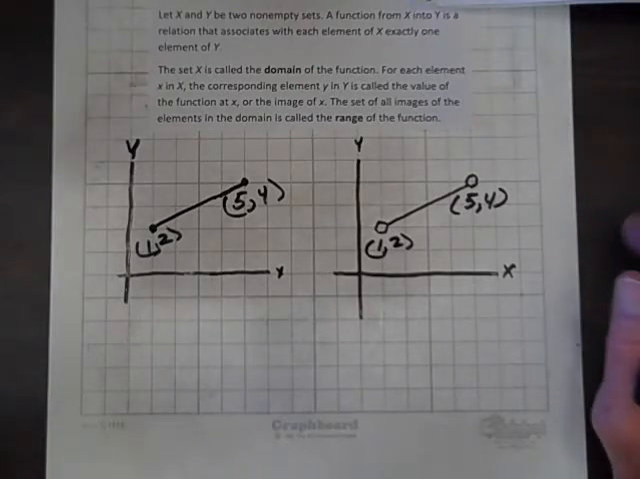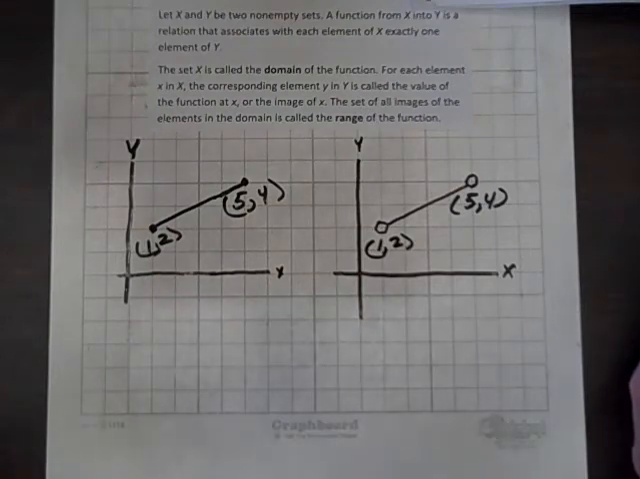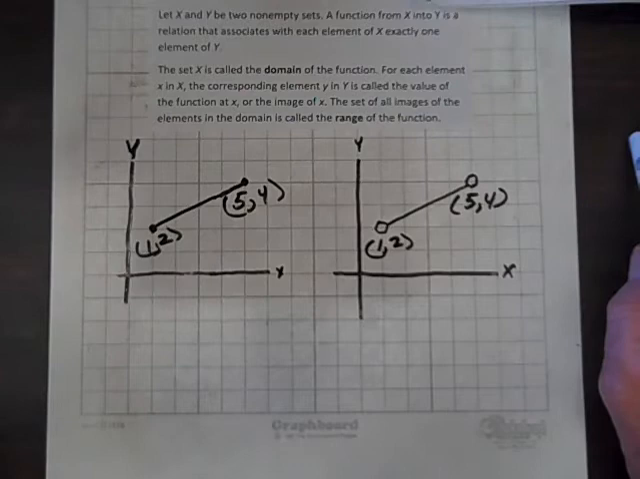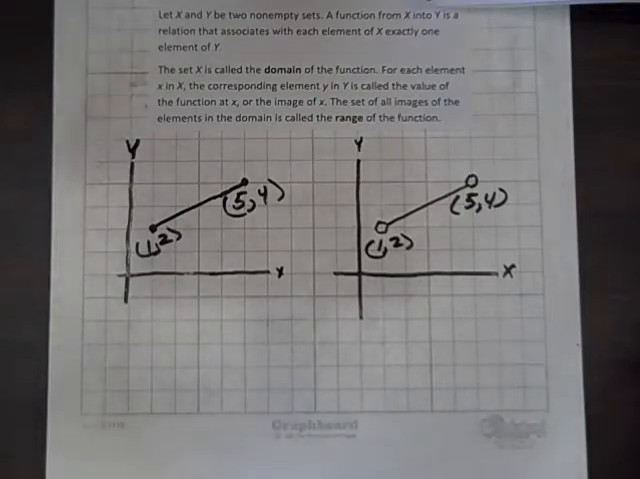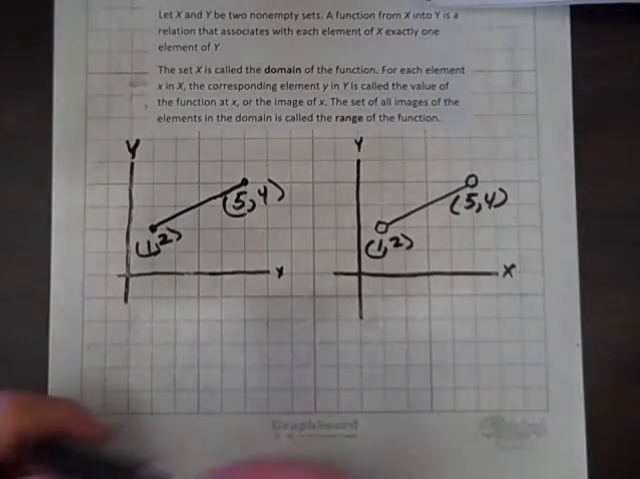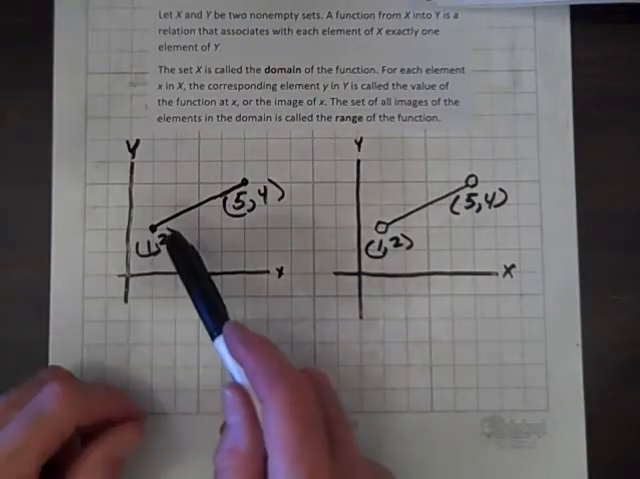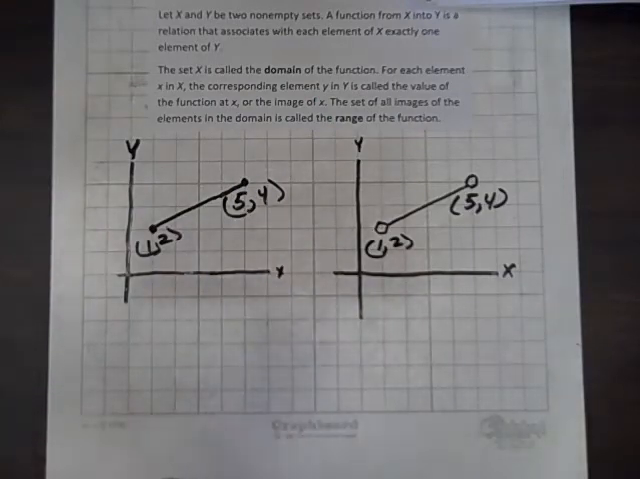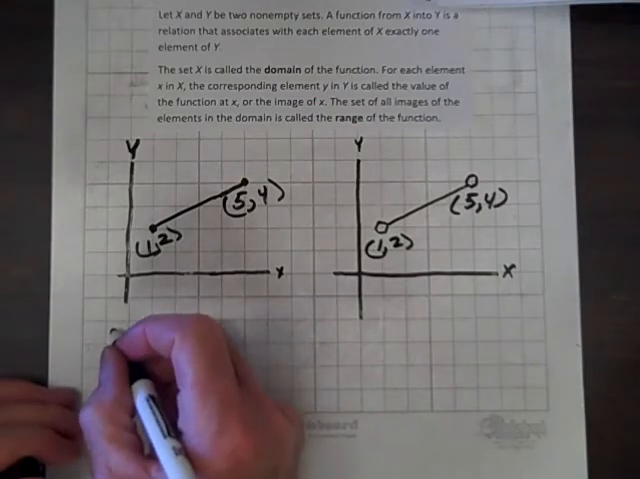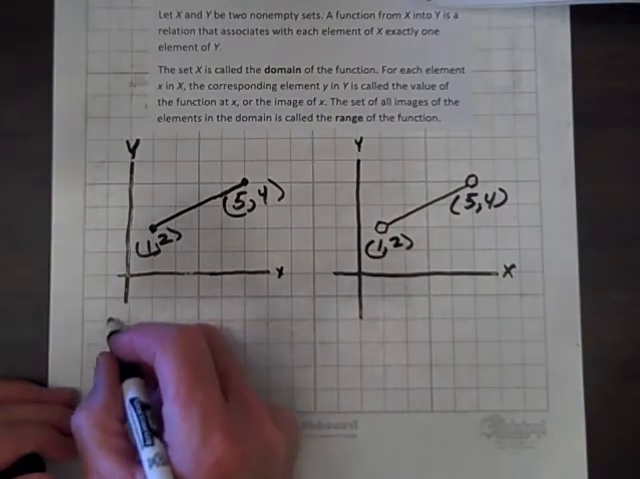For each element x in x, the corresponding element y in y is called the value of the function at x, or the image of x. The set of all images of the elements in the domain is called the range of the function. So here we have a function. It's a segment for every x. There's exactly one y value, so it meets the criteria for the definition of a function.